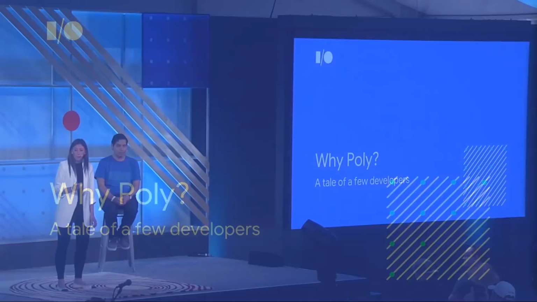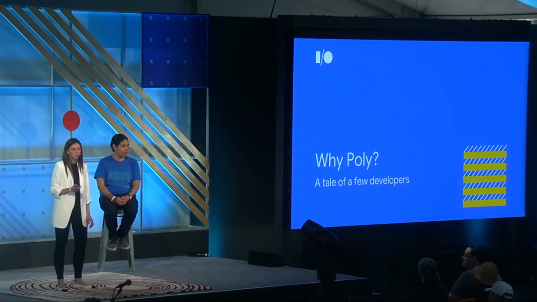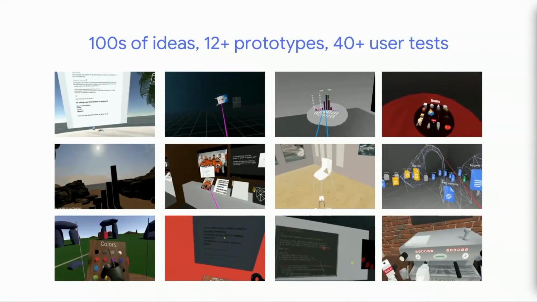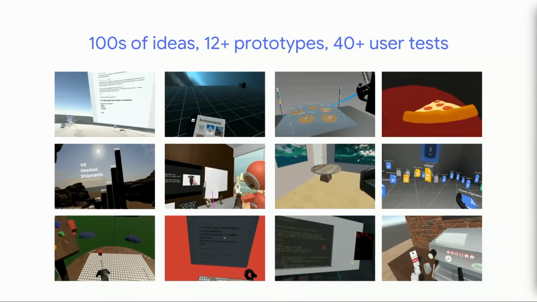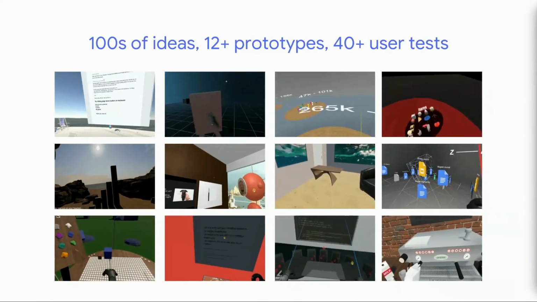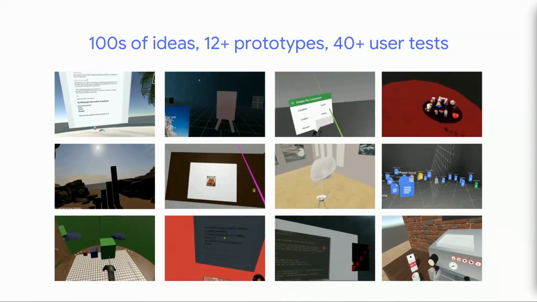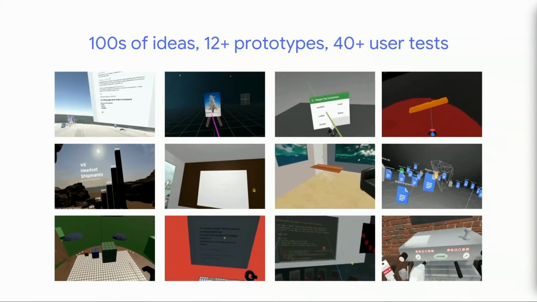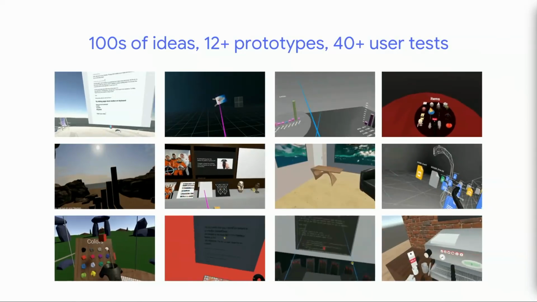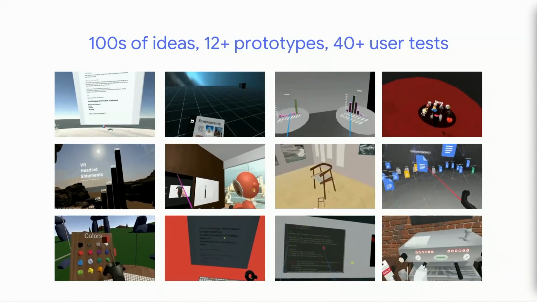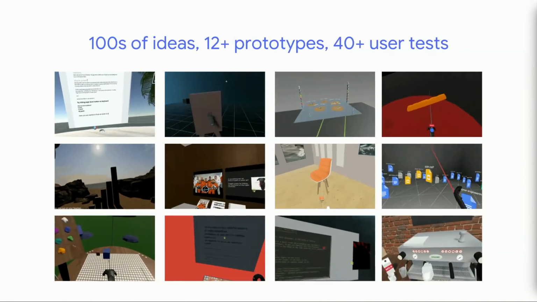Well, I think the best way to answer that question is to take a quick trip down Poly developer memory lane. The team that built Poly was actually originally devoted to the idea of productivity in VR. It was our goal to make people more efficient and effective at work using immersive technology. And we had a whole bunch of hypotheses about how we could do that. And we figured the best way to validate those hypotheses was to build a whole bunch of VR prototypes and test them with real people.